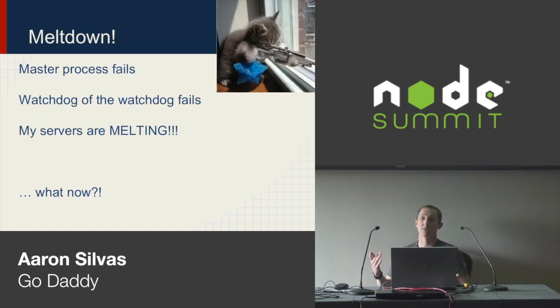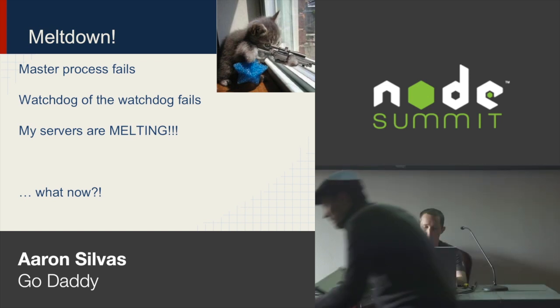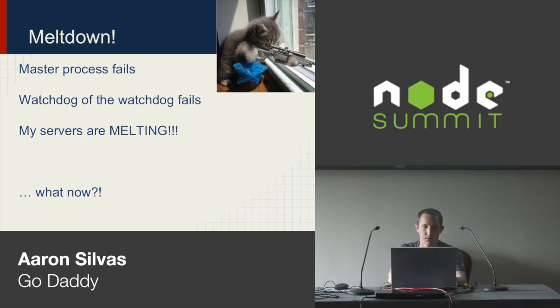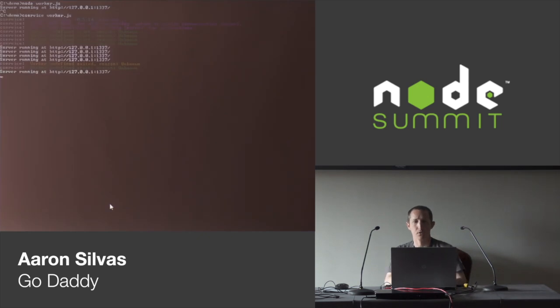But what if the master process fails, right? The watchdog of the watchdog. Our servers are physically melting. What happens when these catastrophic events happen? What do we do now? So what is it that has allowed this cluster service to help us with those problems as well?